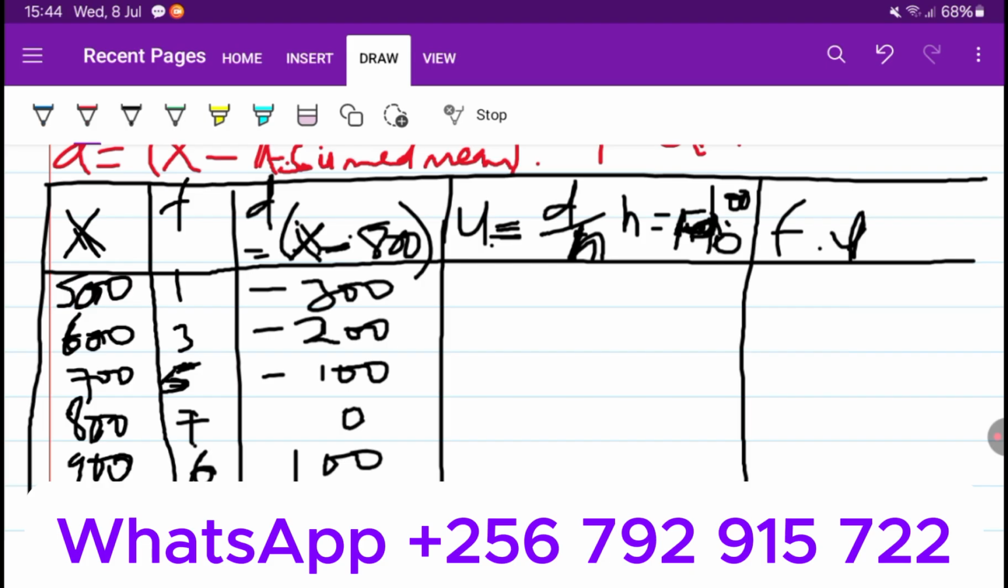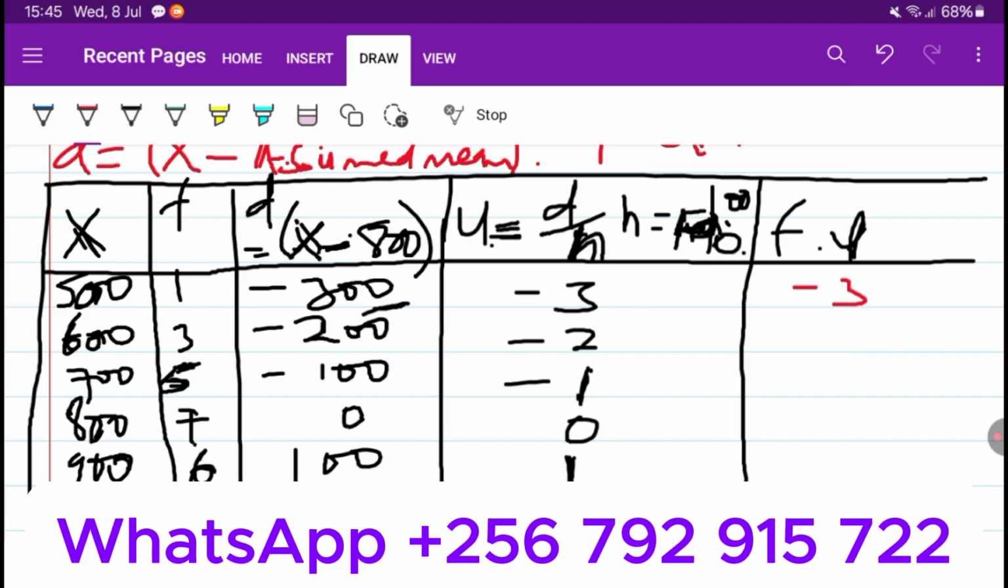So let's first get our u. To get our u, we said we get d, which is 300 divided by 100. That is going to give you negative 3. This is 200 over 100. It is going to give you negative 2. This will give you negative 1. This will be a 0. And then this will be a 1. This will be a 2 and a 3. Then when you multiply negative 3 times 1, it is going to give you negative 3.